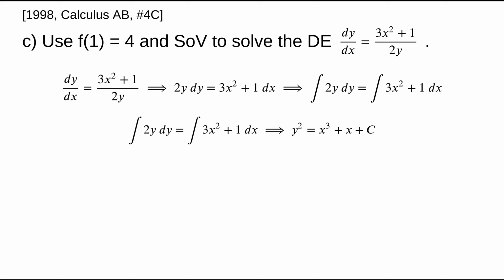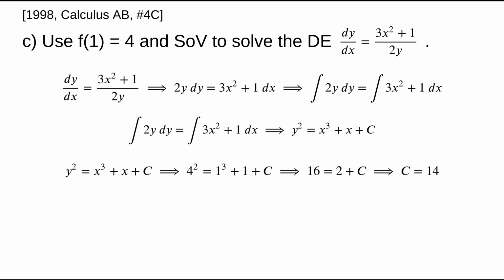Now notice we have to solve this for y, so having y squared doesn't quite cut it. So taking the square root of both sides would require a plus or minus, but we do need to solve for c as well. So using the initial condition, y is equal to 4 when x is equal to 1, 4 squared equals 1 cubed plus 1 plus c. We can get c is equal to 14, and now if we take the square root of both sides, we have plus or minus the square root of x cubed plus x plus 14.